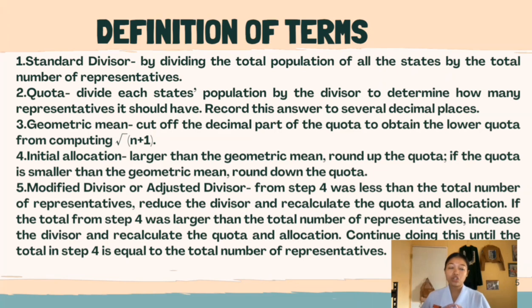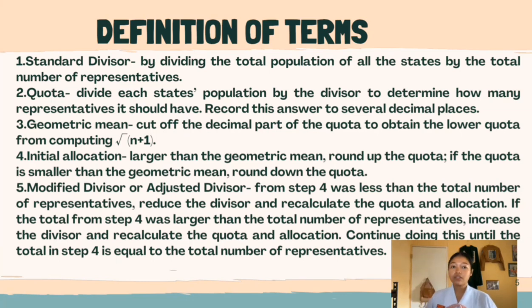The third one, the geometric mean: cut off the decimal part of the quota to obtain the lower quota n, then compute the square root of n times n plus 1. The fourth one, the initial allocation: if the quota is larger than the geometric mean, round up the quota. If the quota is smaller than the geometric mean, round down the quota.